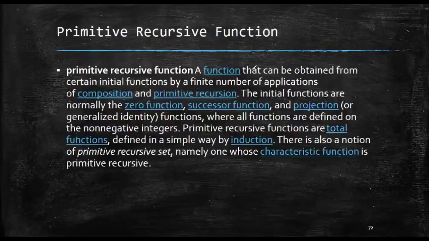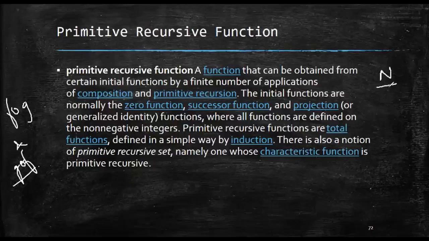So let's see the definition of primitive recursive function. A primitive recursive function is a function that can be obtained from certain initial functions by a finite number of applications of composition and primitive recursion. Now what does this mean? Composition we have already studied for two functions, f circle g and g circle f. Primitive recursion means that we use the zero function, successor function, and projection, also known by the name generalized identity function, where all the functions are defined on natural numbers or non-negative integers.